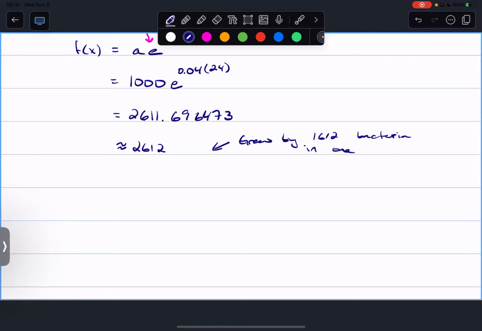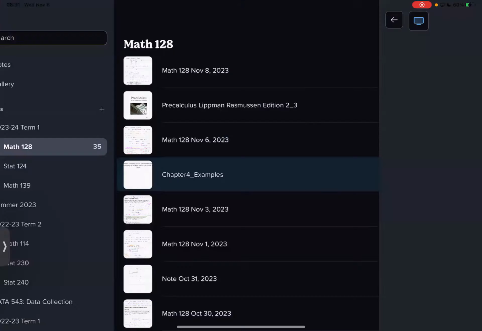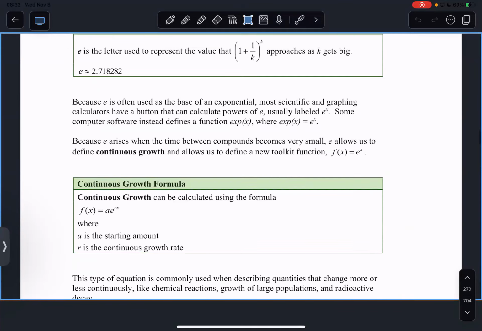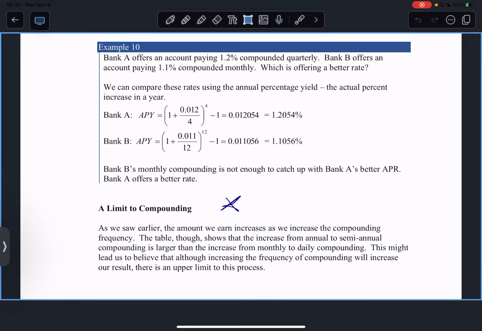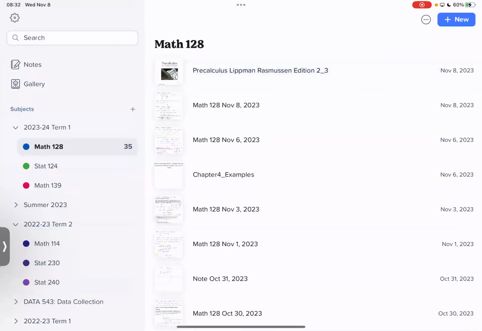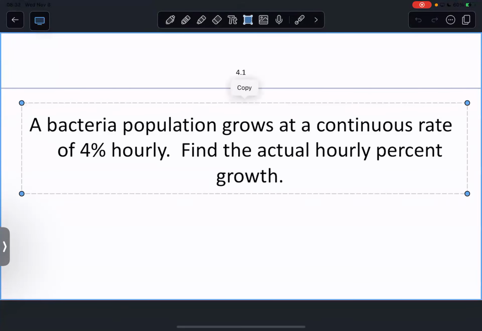In one day. Nice. How about another example? I think it's this one. Okay, maybe not yet. It's because I skipped a thing. Should have known better. Okay. We'll get there.